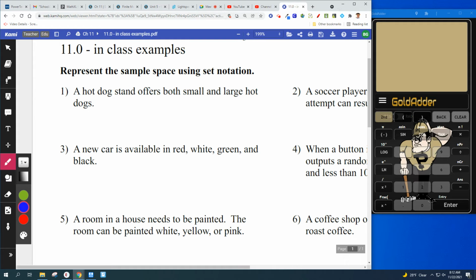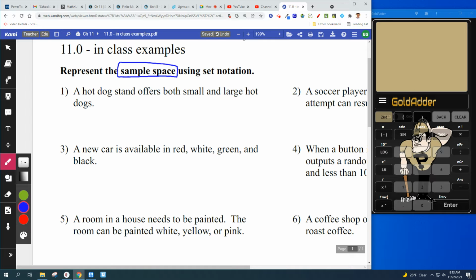11.0 is talking about sample spaces and the fundamental counting principle. And they start off in this first problem. It says, represent the sample space using set notation. So you need to know what a sample space is. And it's not hard. It's just, what are we talking about in this problem? Or how many choices are in this problem?